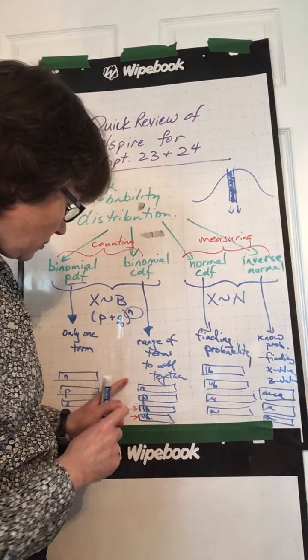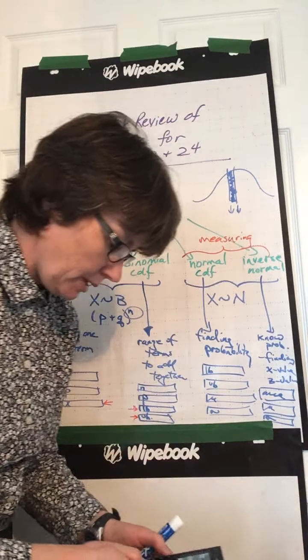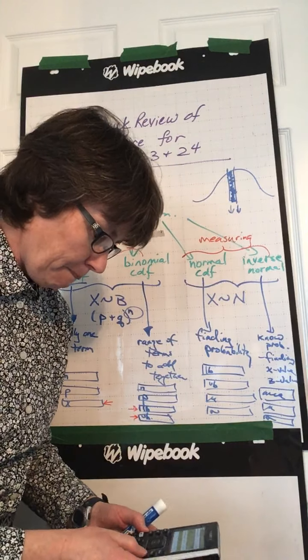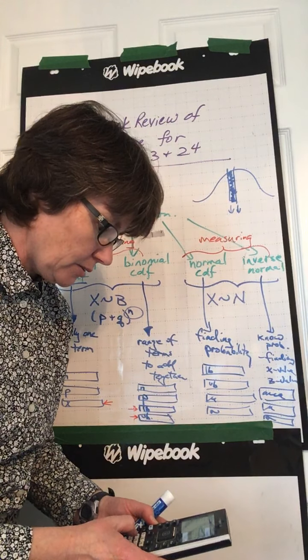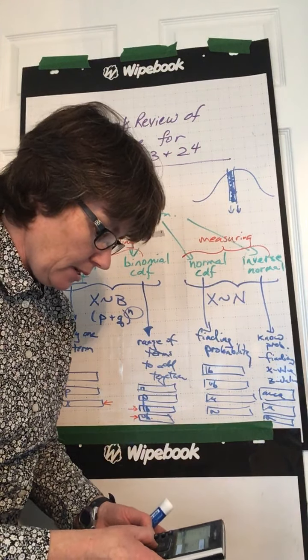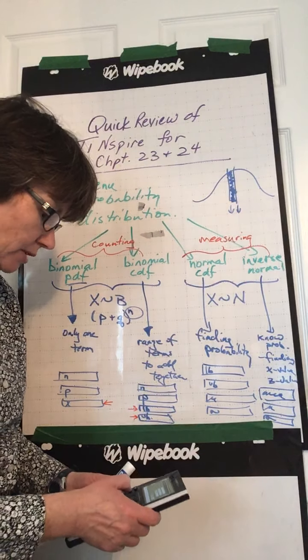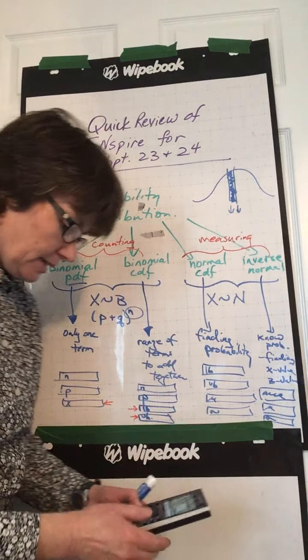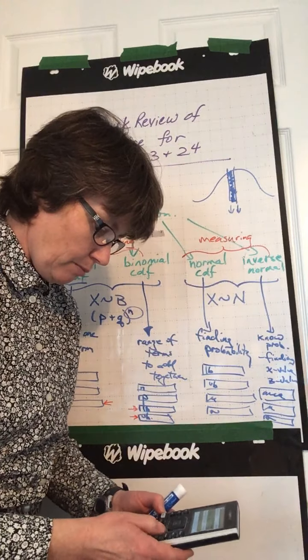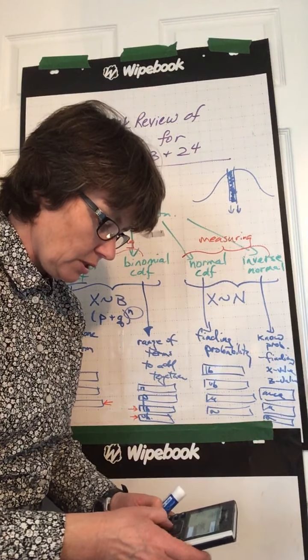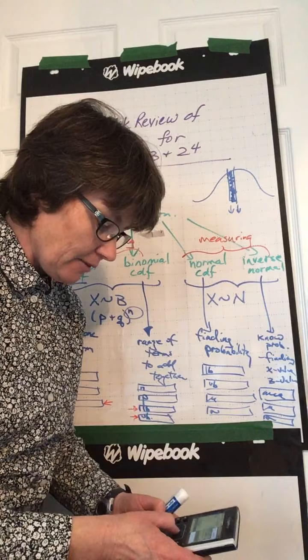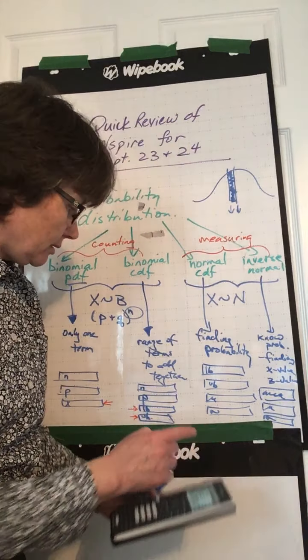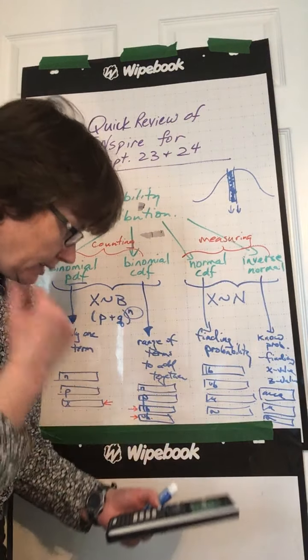I just want to double-check that I have the right pop-up boxes. Menu, probability, distribution, binomial PDF: number of trials, probability of success, x. Yes. And menu, probability, distribution, binomial CDF: number of trials, probability, lower bound, upper bound.